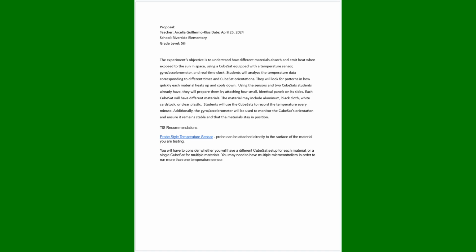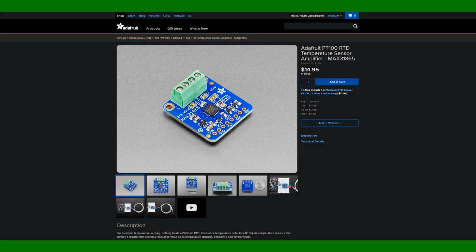So, Arcelia, for yours in particular, I would recommend trying out one of these types of sensors that I've linked here. This is a probe type sensor. In the very first workshops that we did back in 2022, we used these types of probe sensors. But then we switched to ones that don't use a probe. They just have the sensor right on the little breakout board themselves.